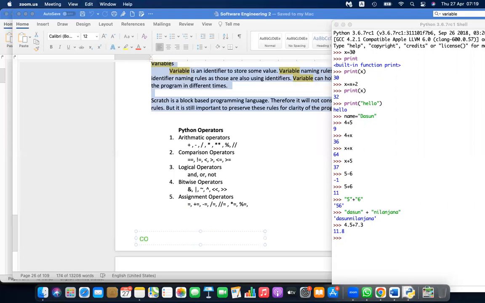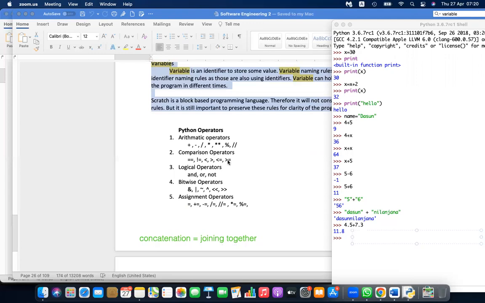Concatenation, what is that? It is basically joining together. This can be done for strings. Strings can be concatenated.